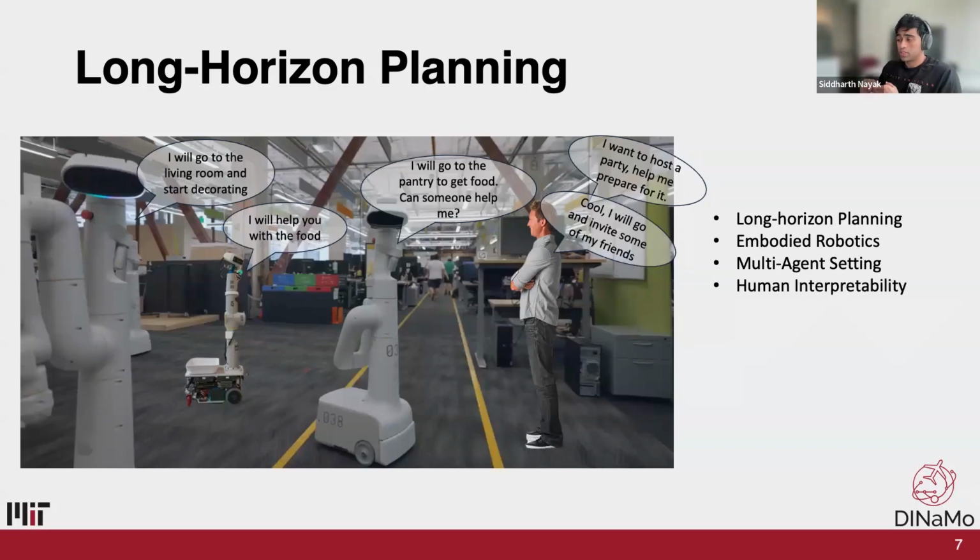And also there's an aspect of human interpretability. As I said earlier, the human was able to base their decision on what the other agents decided to do. So having this human interpretability is very important in these kinds of settings.